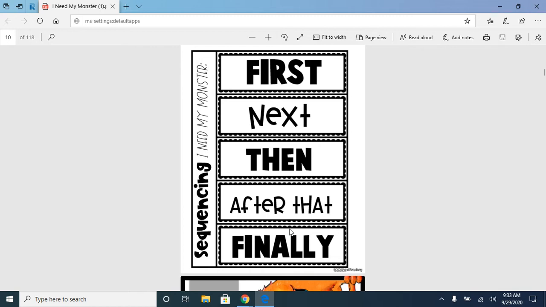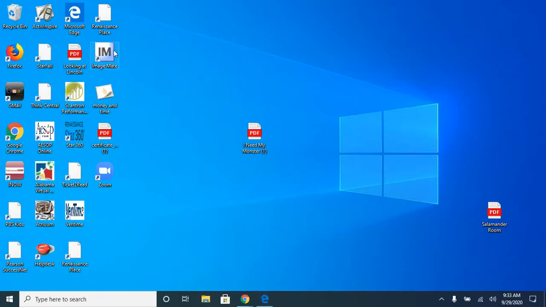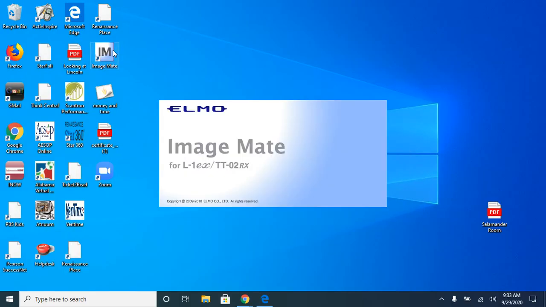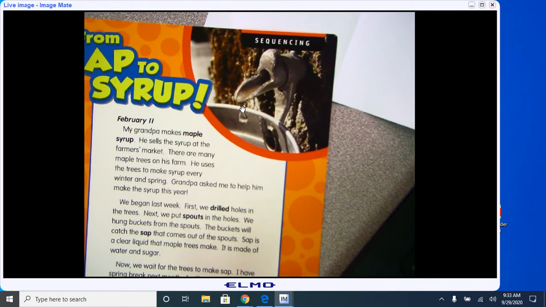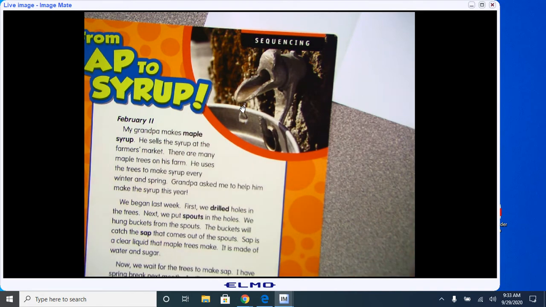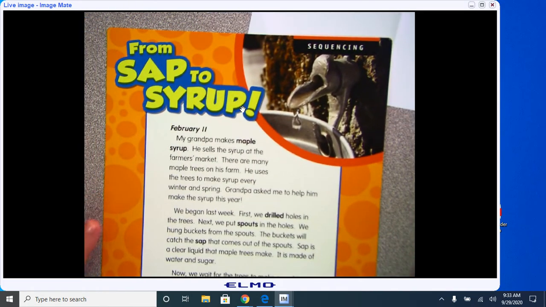All right, we're going to look at a story today. This is a nonfiction text, as opposed to your story of the week, I Need My Monster, which is fiction. We're going to look at a story called From Sap to Syrup. So let me pull up our story. Okay. And this is a story about making maple syrup.